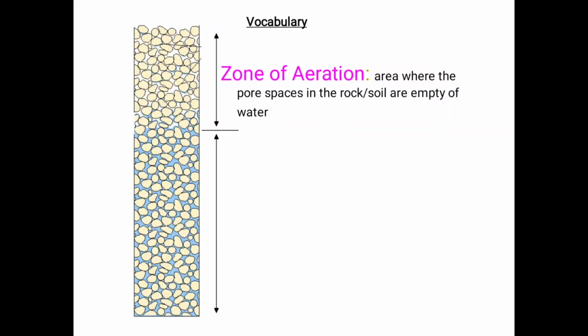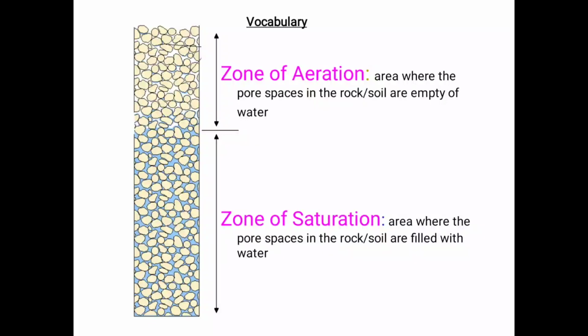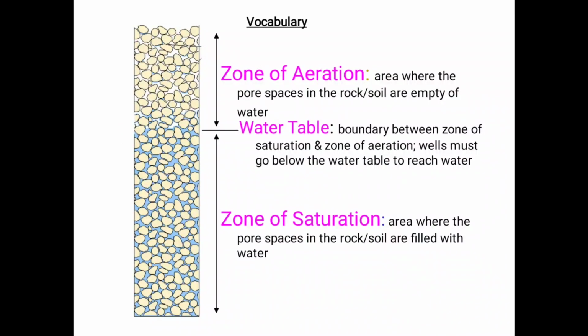Zone of aeration: the area where the pores in the rock and soil are empty of water. Next, zone of saturation: the area where the pore space in the rock and soil is filled with water. This is the water table, the boundary between the zone of saturation and the zone of aeration. A well must go below the water table to reach water.